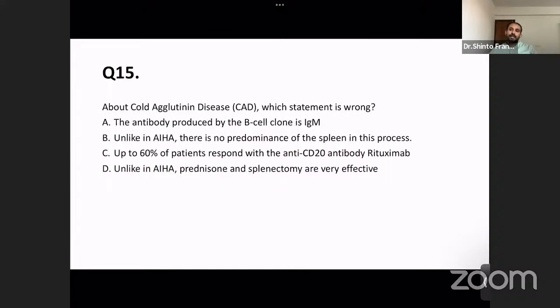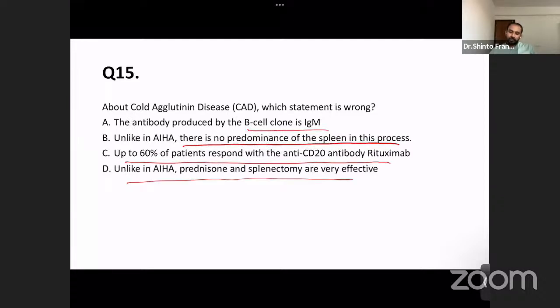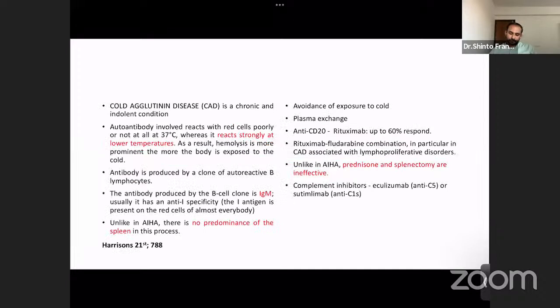So moving on, cold agglutinin disease. Which statement is wrong? The antibody produced by the B cell clone is IgM. Unlike AIHA, there is no predominance of spleen, and up to 60% respond to rituximab. Unlike AIHA, prednisolone and splenectomy are very effective. So we have to choose the wrong statement.